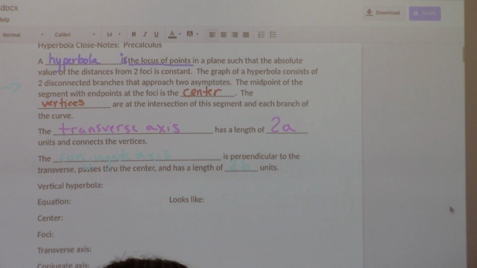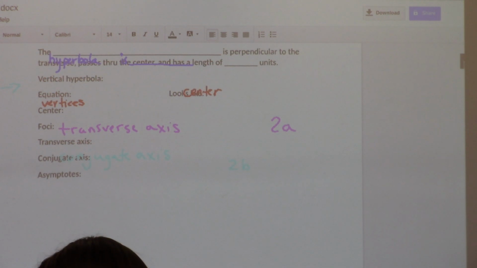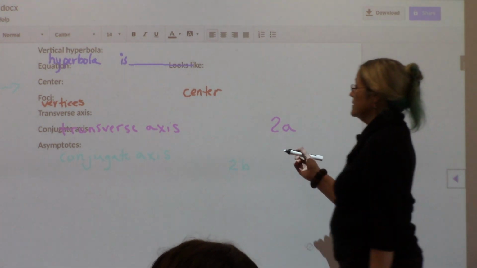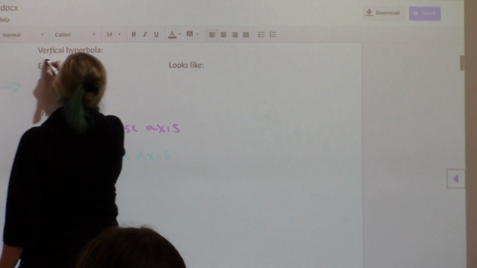All right. So, we've got the vertical hyperbola drawn, so I'm not going to erase it. We're just going to fill all this in.